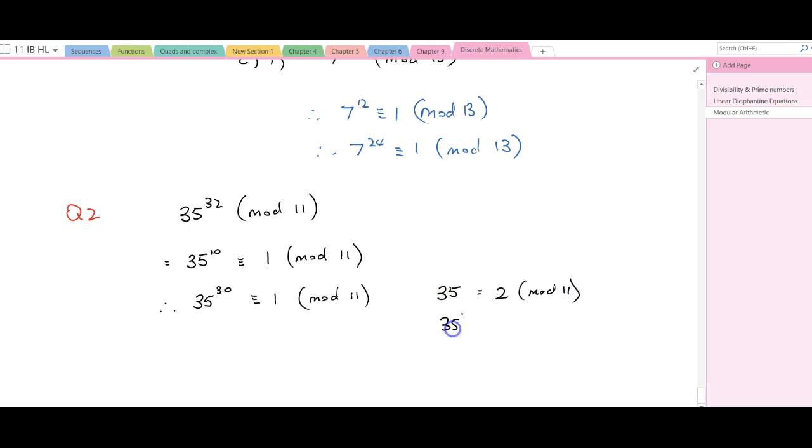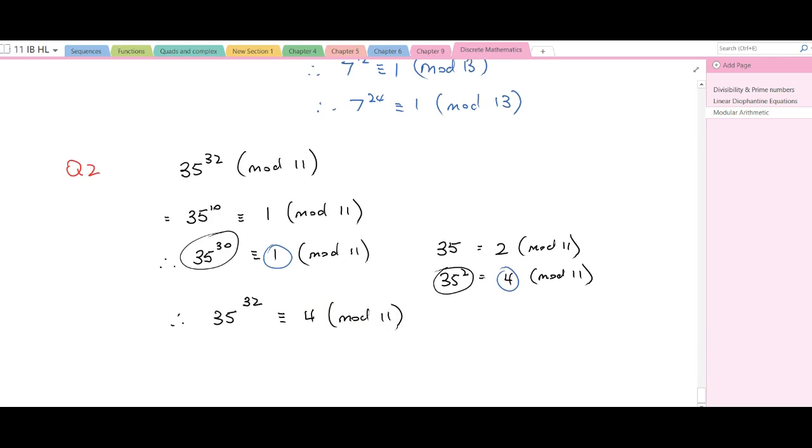And so 35 squared is just going to be equal to 4 in mod 11. So therefore, 35 to the power of 32, when you multiply this by this, is going to be equal to 4 in mod 11. So for question 2, the remainder when 35 to the power of 32 is divided by 11, just checking the answers in 5e, question 2 is 4.